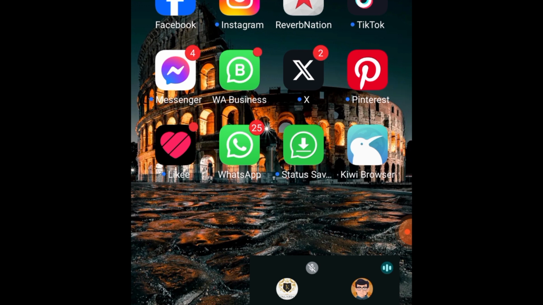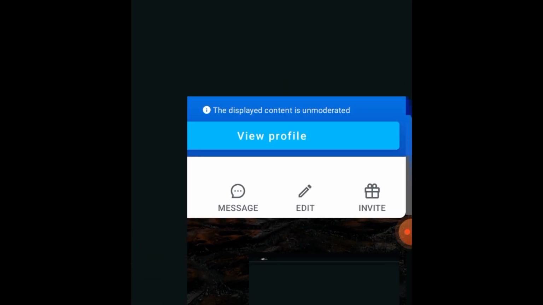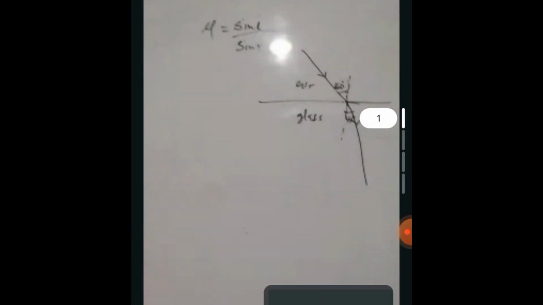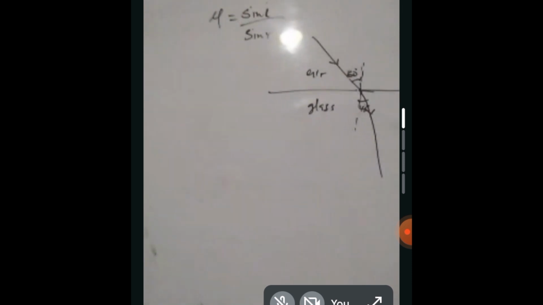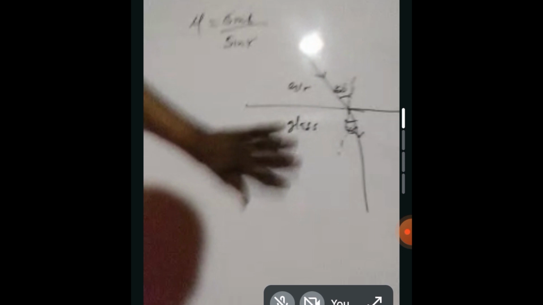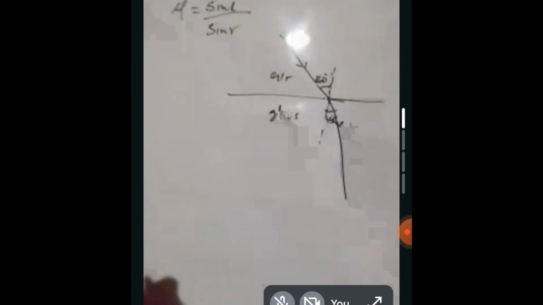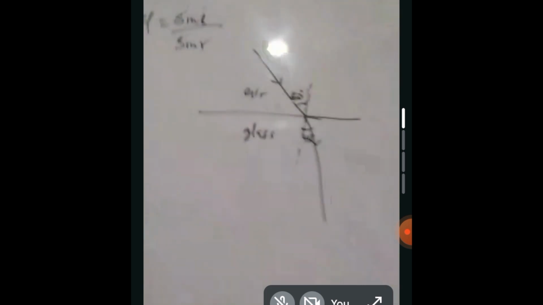And as simple as that, you've gotten it using Snell's law. That's how we are going to work it. So now, this is the air, and this is the glass.